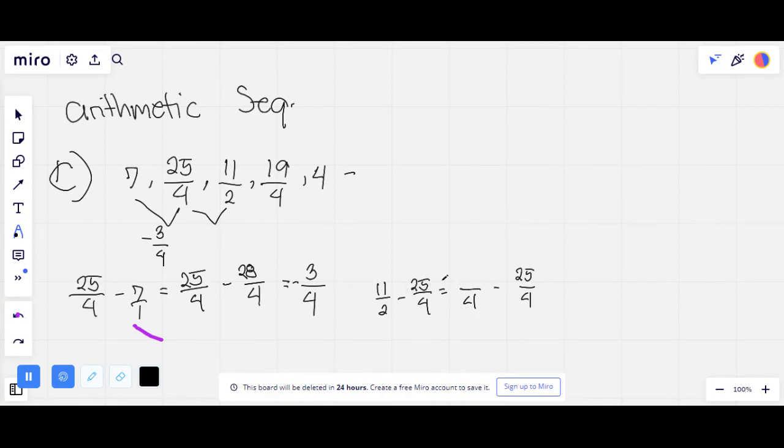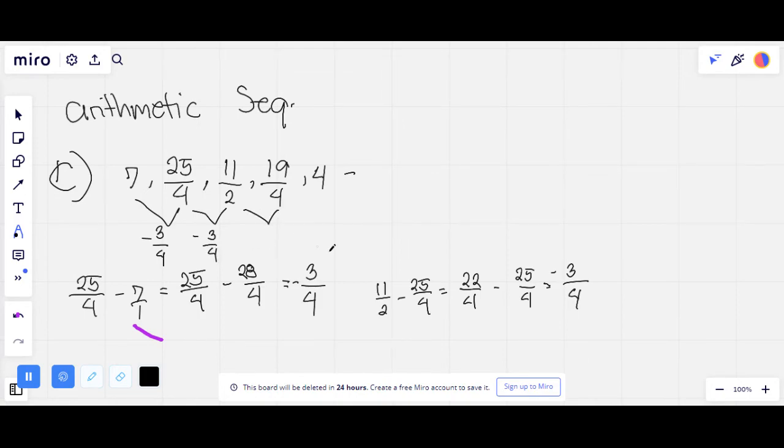So how can we do that? 4 times 11 is 44, divided by 2, it will become 22. Now you can subtract. Copy the denominator 4, 22 minus 25 is negative 3. So we also have negative 3 over 4 in the second.